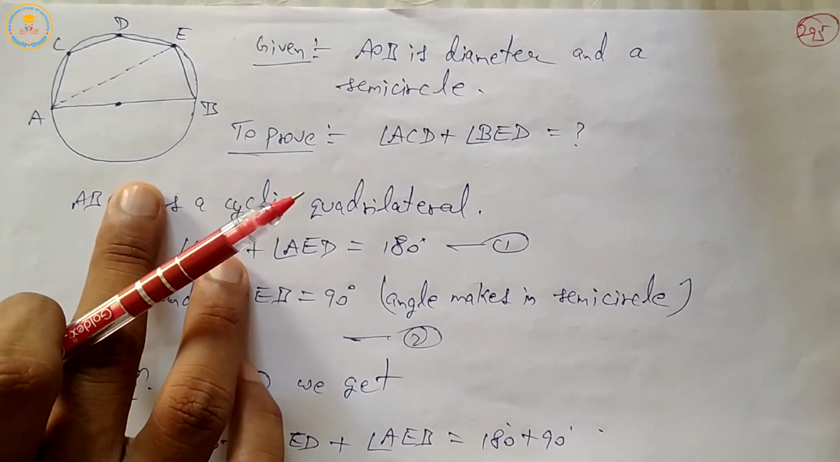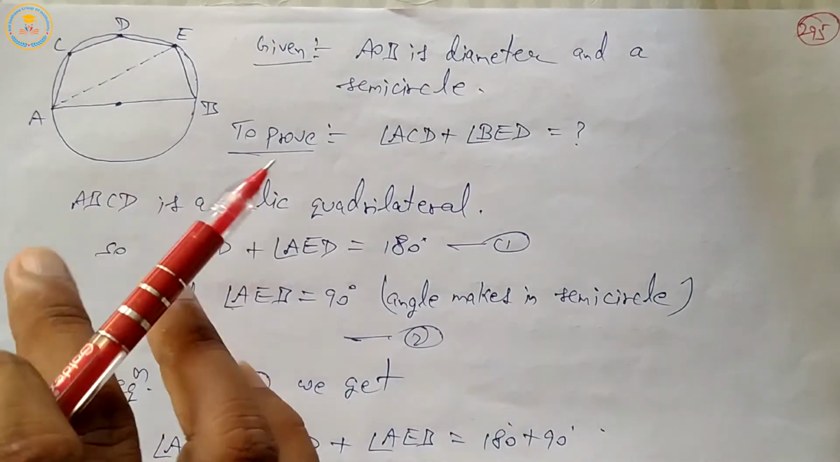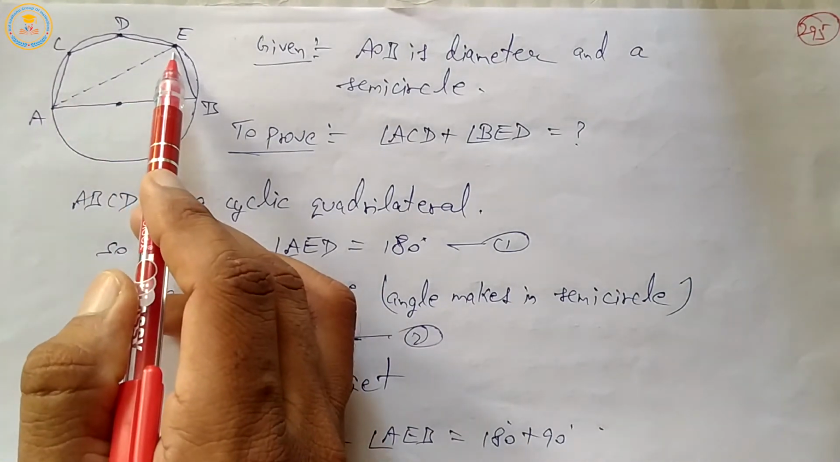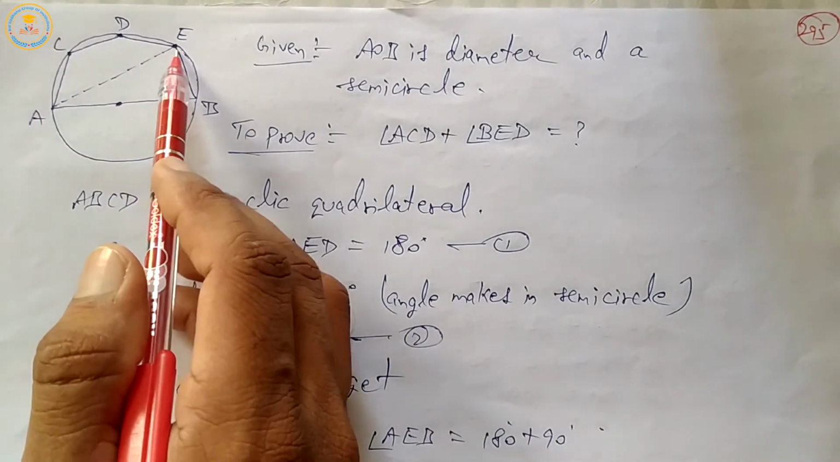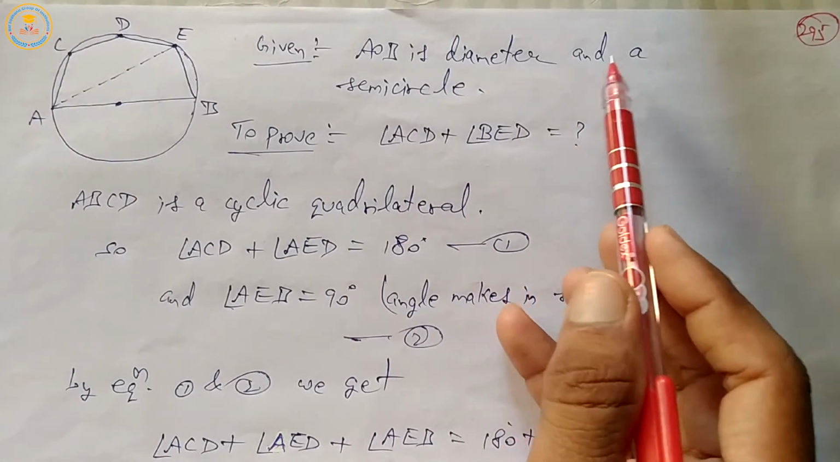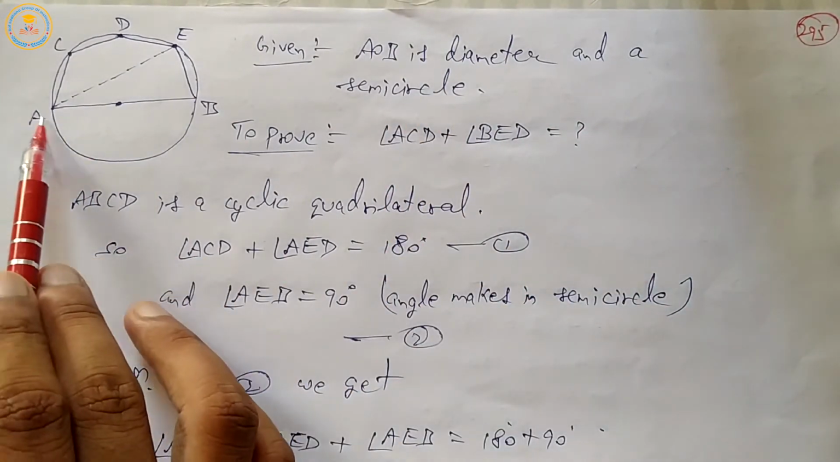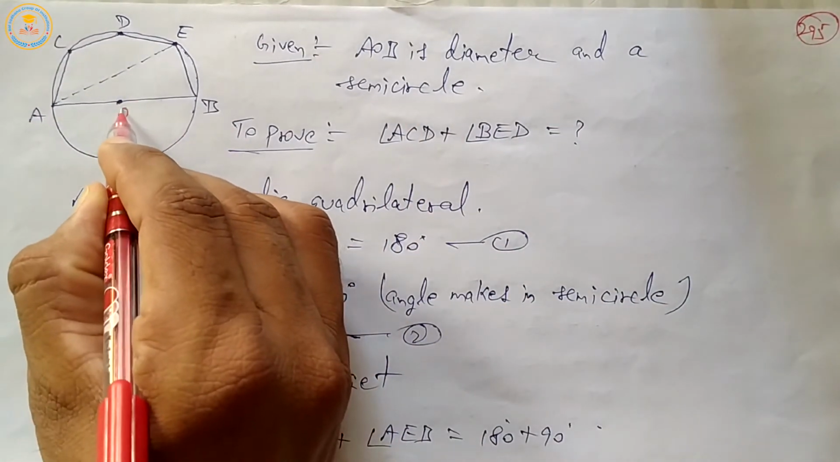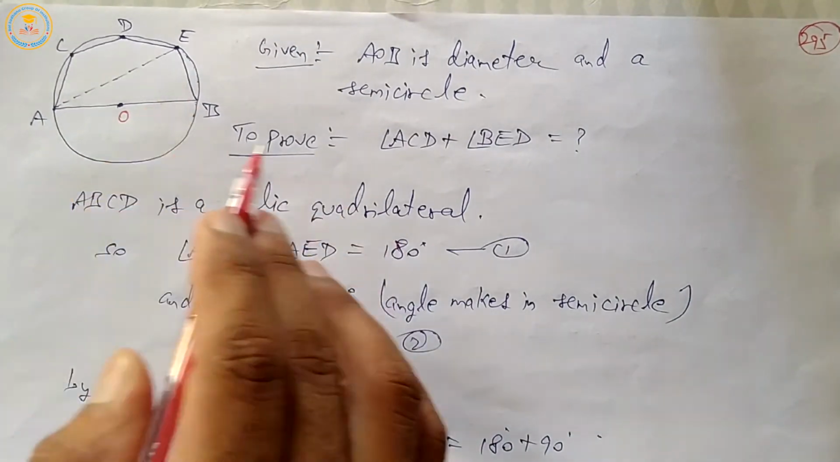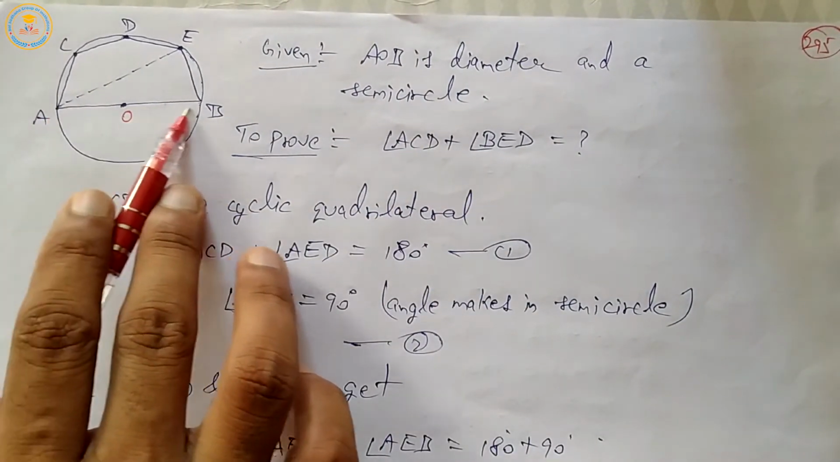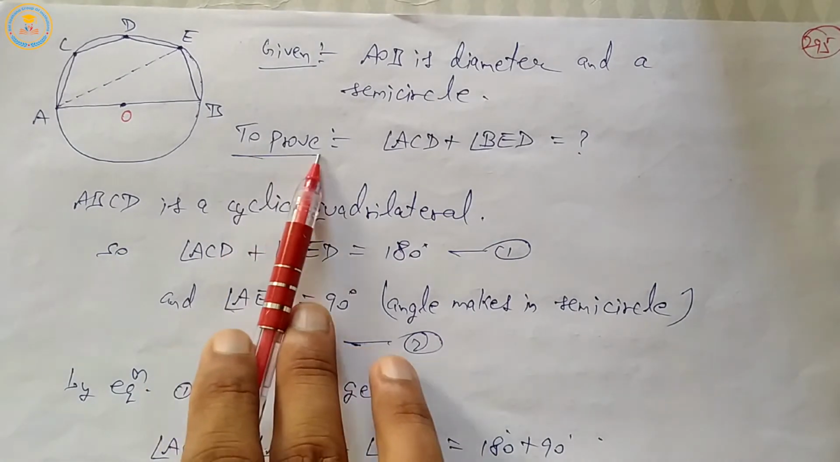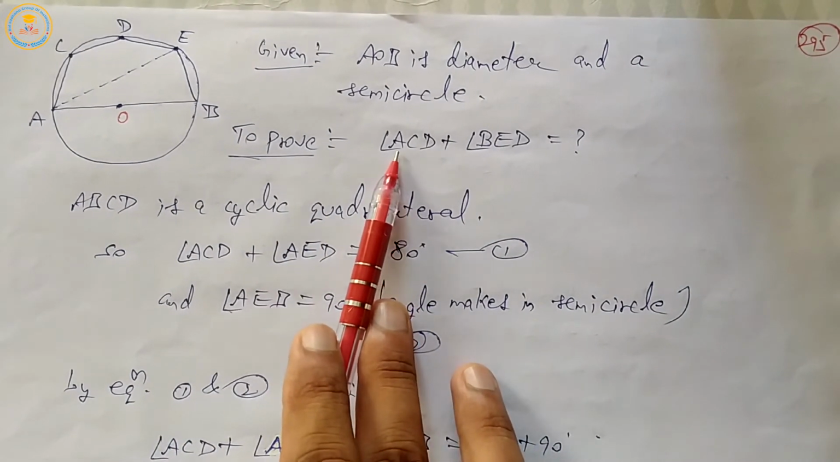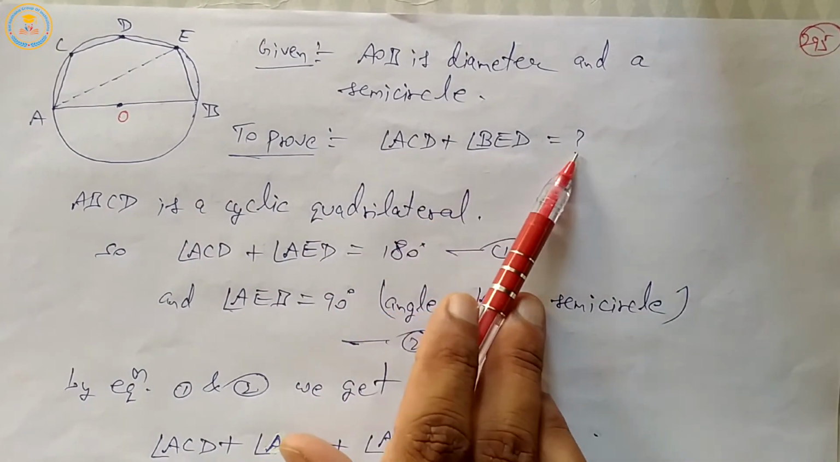This diagram is given. Now we join A to E. AOB is a diameter and semicircle. This one is O. AOB is the diameter, and semicircle means this upper part. To prove or calculate angle ACD plus BED, we calculate.